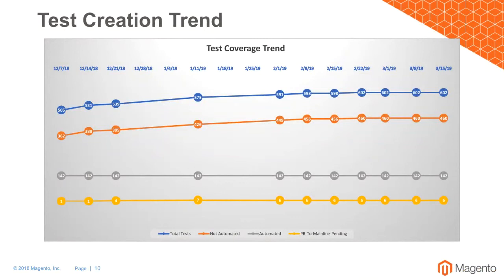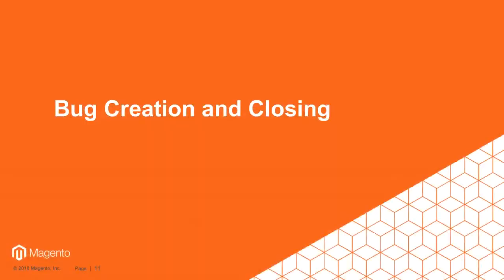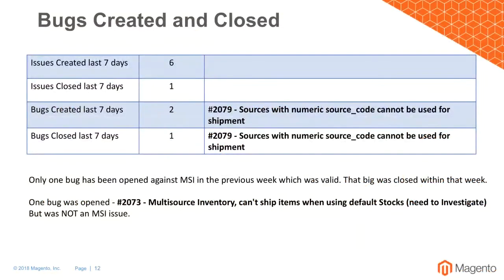What we're adding to our quality reports for these weeks is, we've been looking at coverage and execution, but we also want to look at our defects, our rate of creation and closure. At the moment, we're just going to highlight the last week. We'll make this a little more sophisticated as we go and do tracking and trending as well. Within the last week, we've had 6 issues created, of which 2 were highlighted as bugs. The main bug there being 2079, sources with a purely numeric source code couldn't be used in shipment at all.